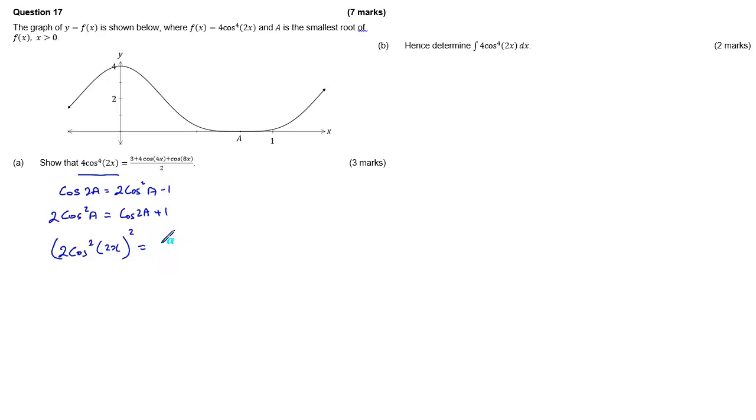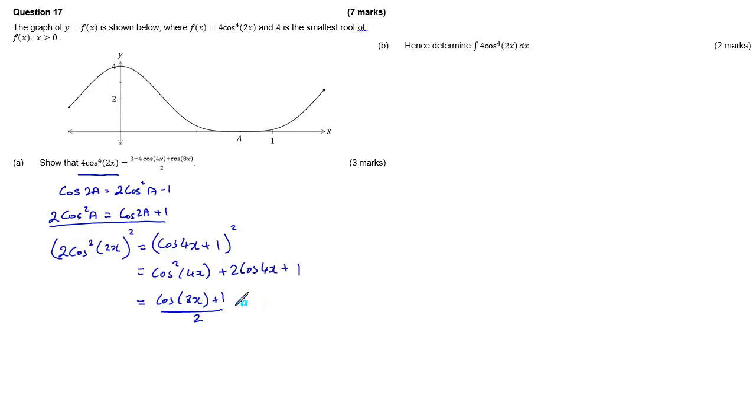So it follows that that should be equal to cos 4x plus 1 squared. And that would give me cos squared 4x plus 2 cos 4x plus 1. Now my cos squared 4x here, just following this again, should be equal to cos 8x plus 1 all divided by 2.